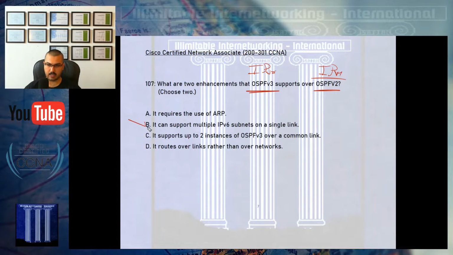Yes, there is such a thing, and I believe that I did a lab for that in my CCNP before, and we will do that definitely in the CCNP Enterprise course. C, it supports up to 2 instances of OSPF v3 over a common link. Not sure. D, okay, it says choose 2. There should be an E actually here. What's missing? Let's hope that we will find 2 correct answers out of these 4, because this one is incorrect, this one I'm not sure about, and D says that it routes over links rather than over networks. This one is definitely correct.